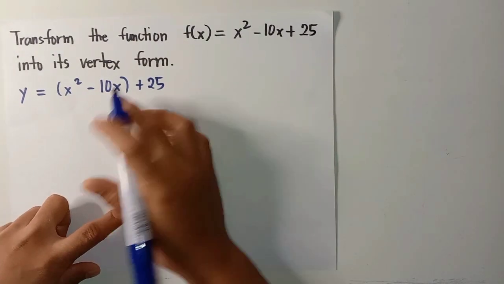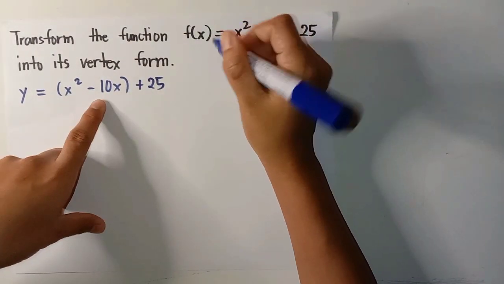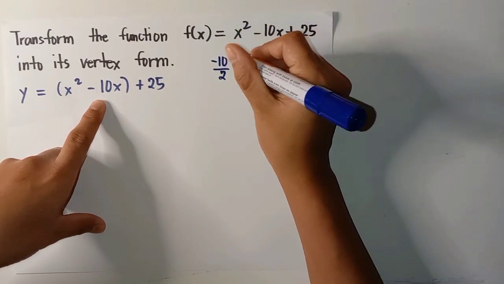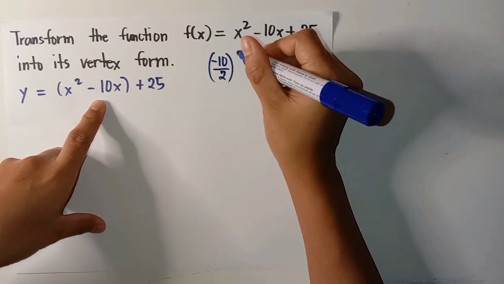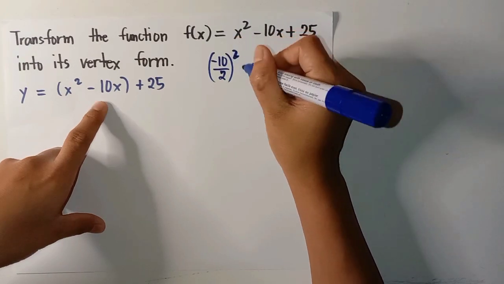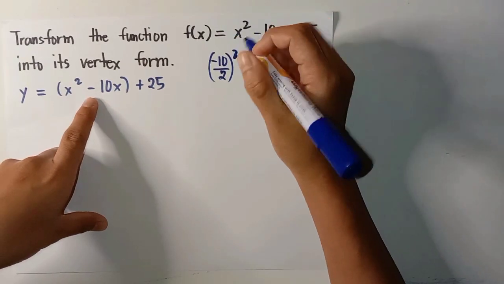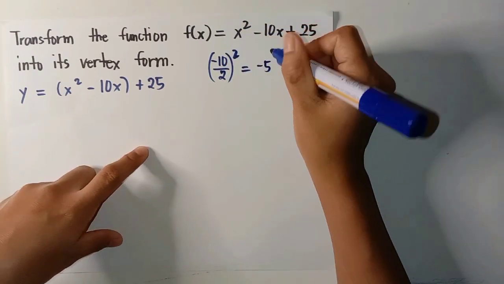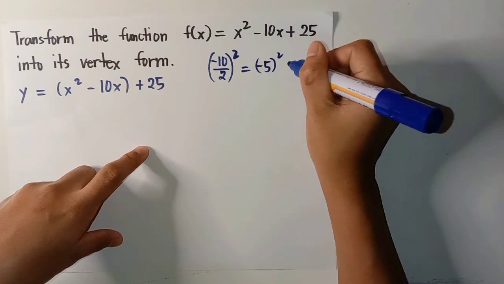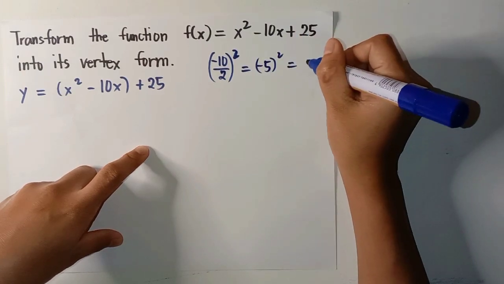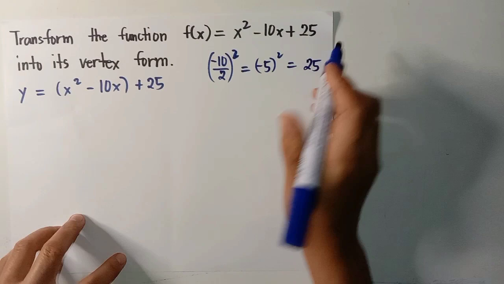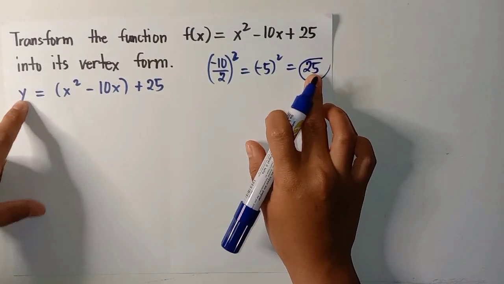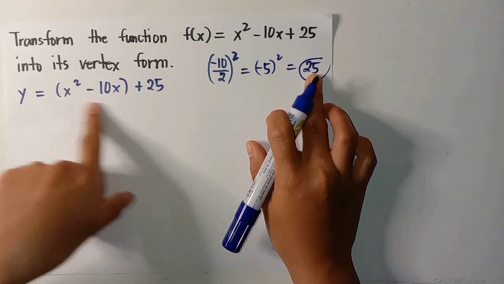We will get first the coefficient of the second term, which is negative 10, and divide it by 2. And then you square the answer. Then negative 10 divided by 2, that is negative 5. And then you square the answer. That is 25. So 25, we will add this 25 to the left side and the right side.